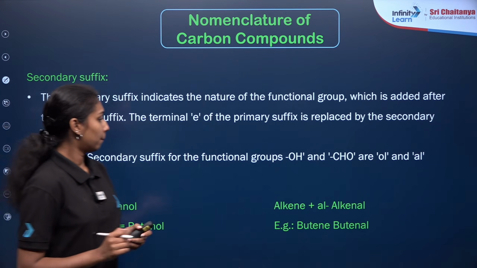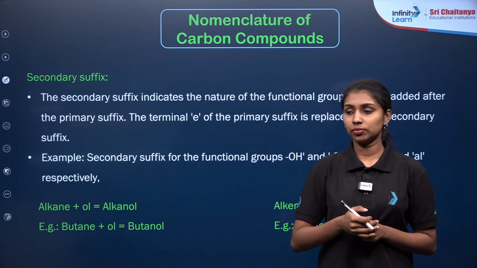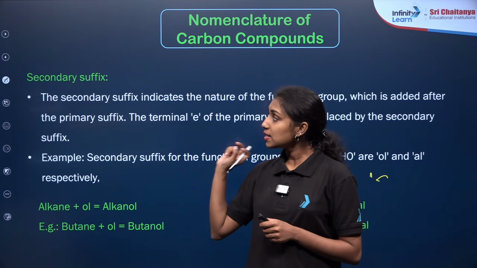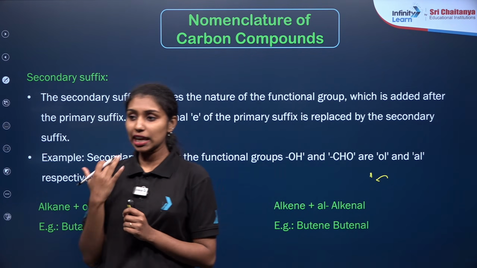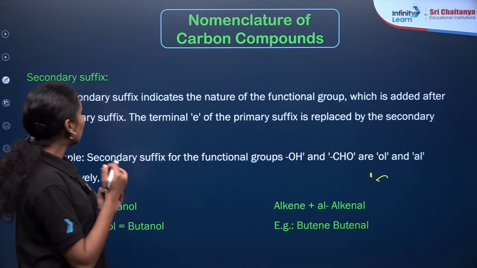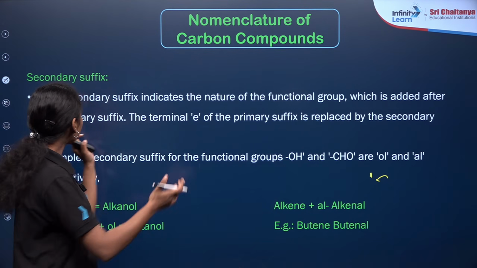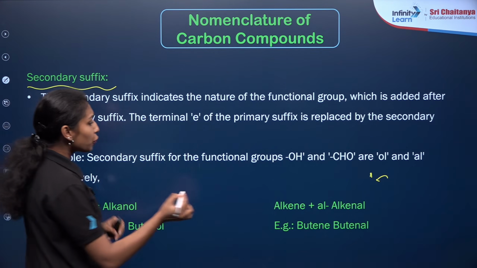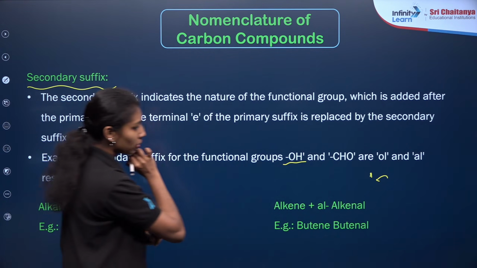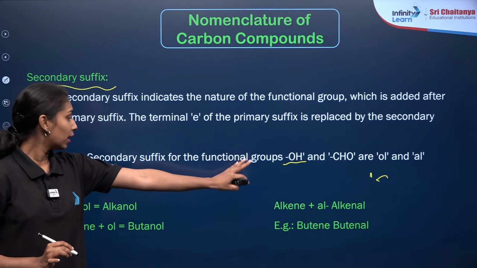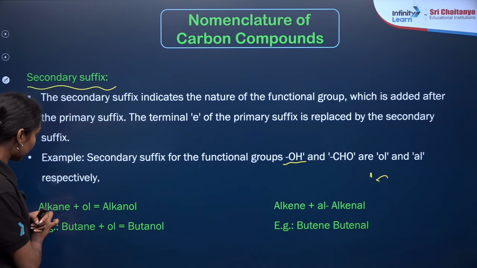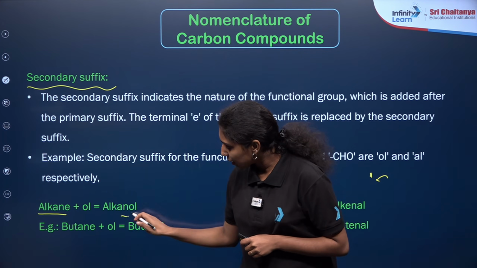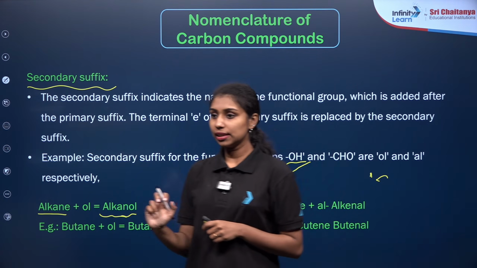Now we have discussed the primary suffix. The next rule is to find out the secondary suffix. If you have any of the functional groups as a branch here, we need to give the name of the compound with the secondary suffix. For example, if you have an OH group, we already know it will be an alkane, and to the alkane compound we are adding the OH group. So obviously the secondary suffix becomes ol, alkanol. Is that clear? What is the rule about this?